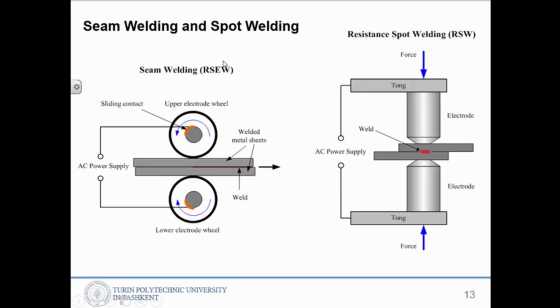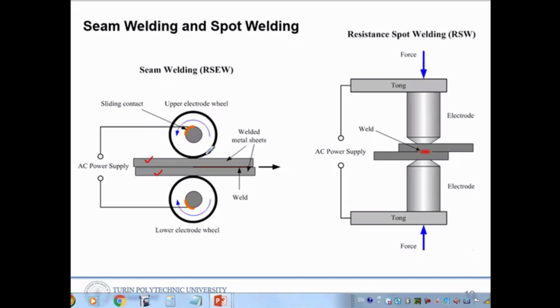Seam welding and spot welding. In seam welding, actually we have contact with a wheel. Contact is appearing between the wheel and the welded metal sheets. So metal sheets are given here and here.